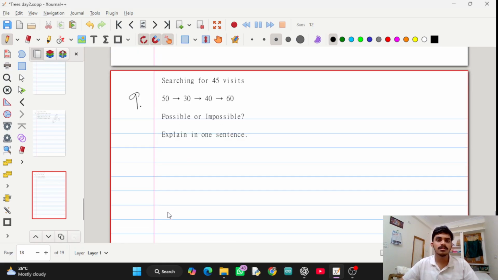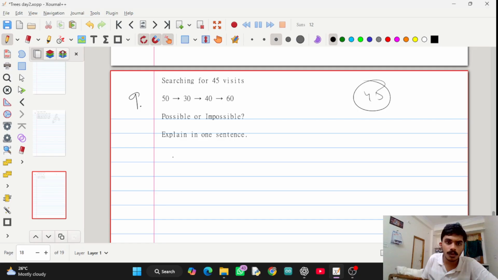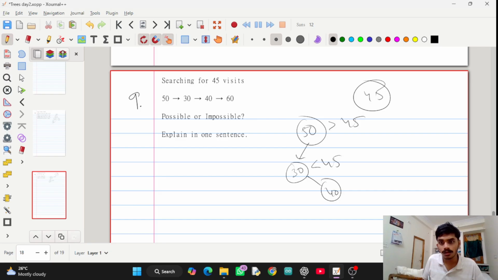Then, searching for 45 visits. Okay, we are searching for an element named 45. Possible or impossible? We have reached 50, which is greater than 45, so we have to go lesser than 50. We found 30, and 30 is less than 45, so search the right side. You found 40. 40 is still lesser than 45. You go like this and you came to 60.